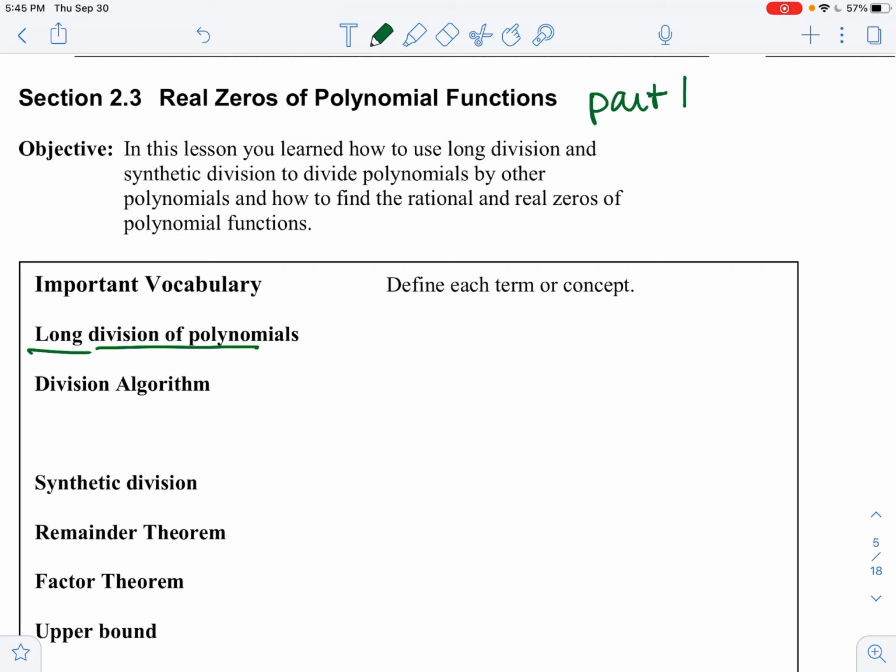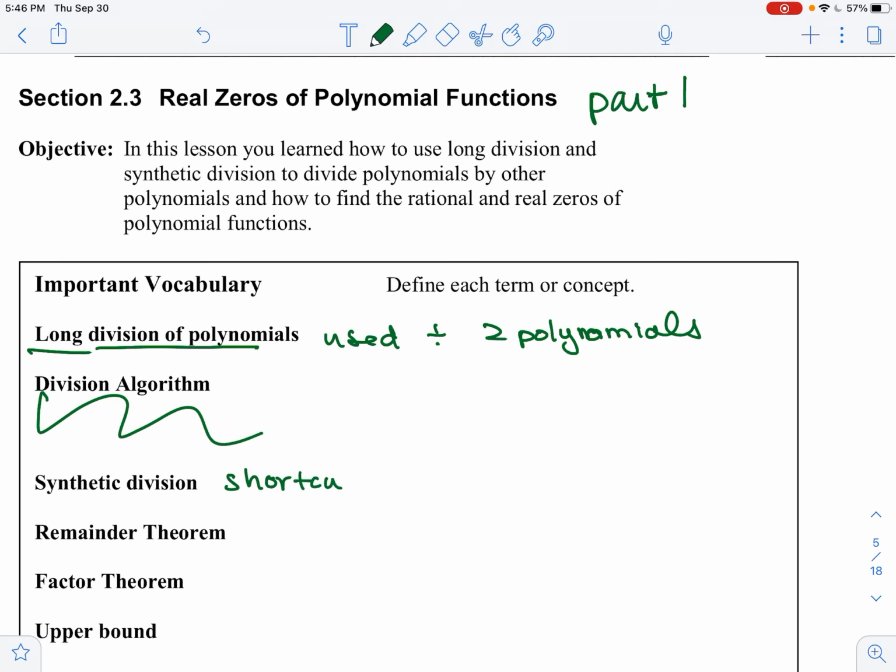Long division of polynomials is used to divide two polynomials. It looks a lot like long division that you learned in probably 4th grade. We're not going to talk about the division algorithm today. Synthetic division is just a shortcut for long division. You may have learned it before, but we'll go over it again today. It's really fun.